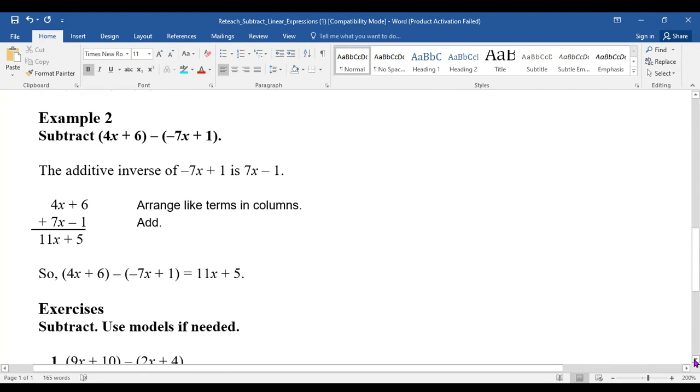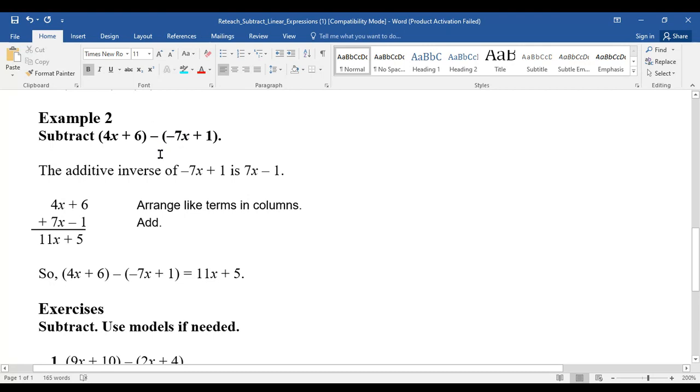Example 2, 4x plus 6 minus the quantity of, and we always say the quantity of when we have these parentheses like this, the quantity of a negative 7x plus 1. So we're going to do the additive inverse. In order to subtract this whole quantity, it's basically saying we're going to add the opposite.